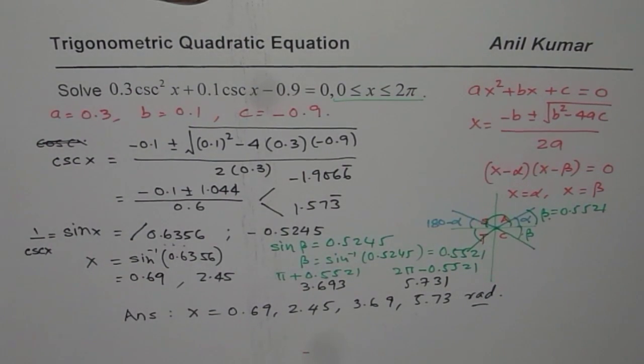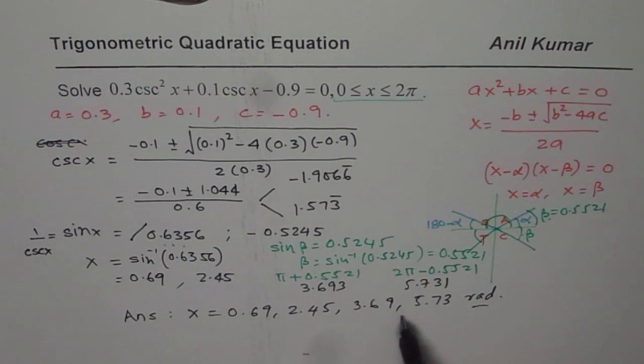So that is how you can write the solution for a quadratic type of trigonometric equation. I hope you understand and appreciate the steps. I have a similar question for you to practice, which follows. I'll give you a quick solution to that, but you should pause the video and answer that question as good practice. Thank you and all the best.